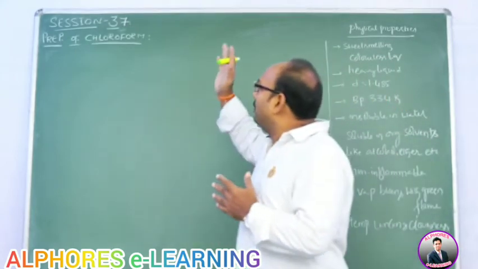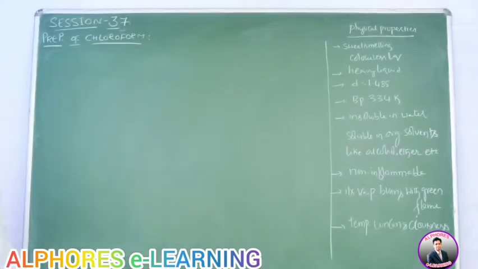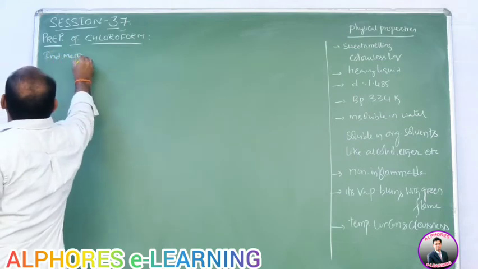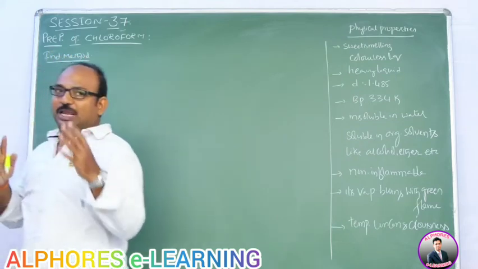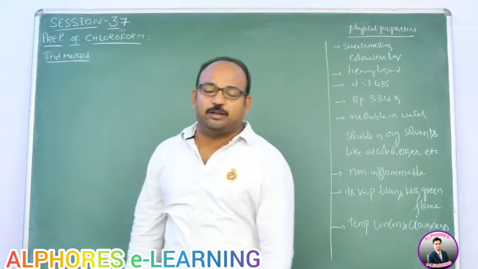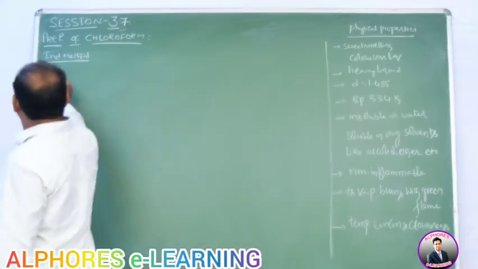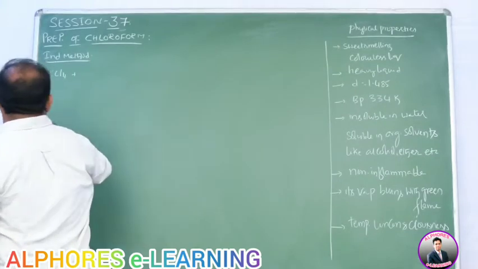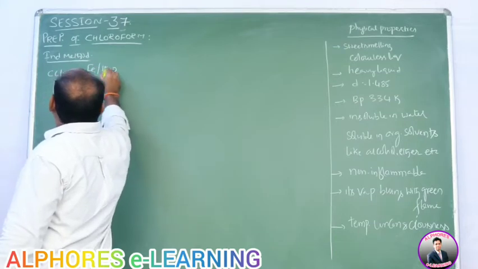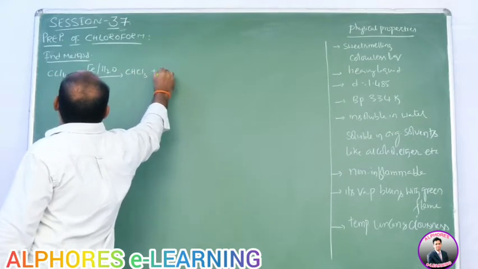Now, there are other methods for the preparation of chloroform. Let us see those methods. Industrial method: chloroform can be prepared on a large scale by reduction of carbon tetrachloride in the presence of iron filings and water. Carbon tetrachloride, CCl4, upon reduction in the presence of iron filings and water gives CHCl3 and HCl.